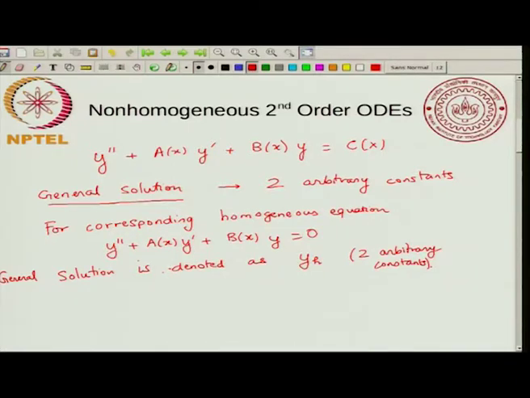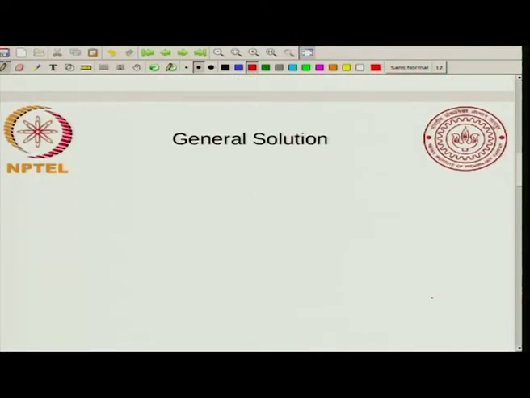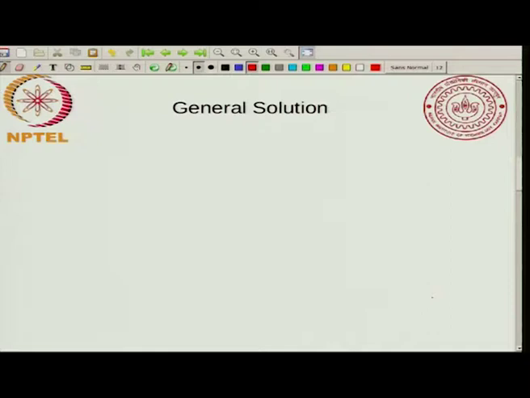Now, what we want to do is to write a general solution for this non-homogeneous equation, and that will also involve two arbitrary constants. So, I will just state the way you write the general solution of the non-homogeneous equation. If y is a solution of the non-homogeneous equation, then you can write y of x as y h of x plus y p of x.